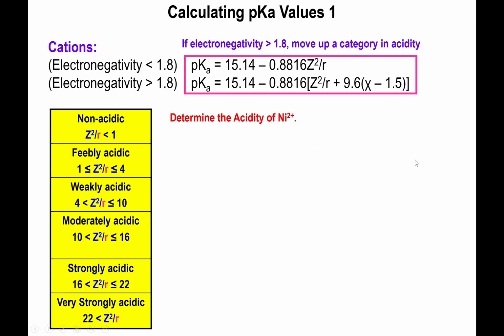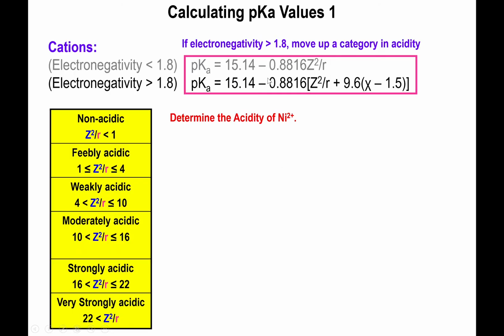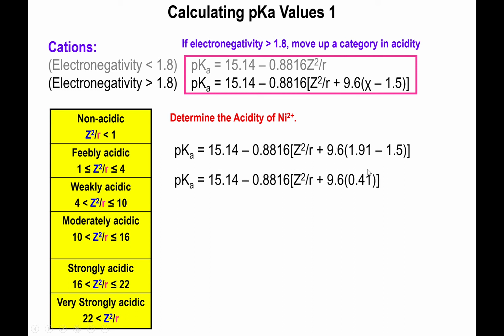Alright, so we're going to determine the acidity of nickel 2 plus. Okay, nickel has an electronegativity of 1.91, which means that we're going to have to use the second version of the equation. So what we do is we input the 1.91 electronegativity in the parentheses, so we subtract 1.5 from that value, then we multiply by 9.6. Okay, so 1.91 minus 1.5 is 0.41. Multiply that by 9.6, that will give you 3.936.